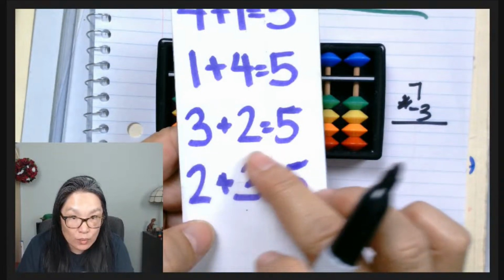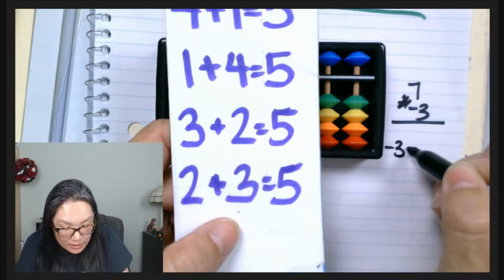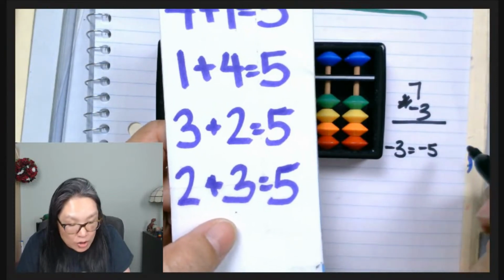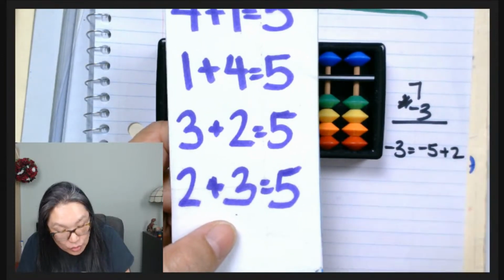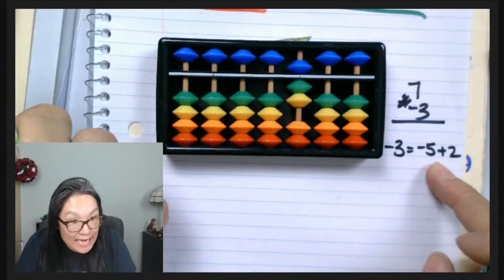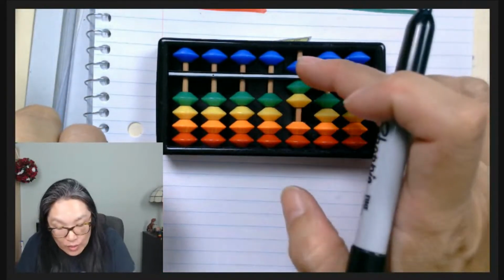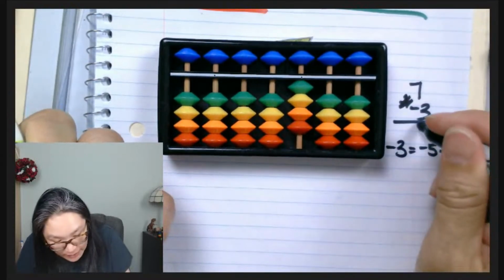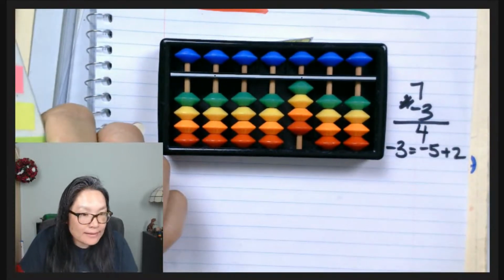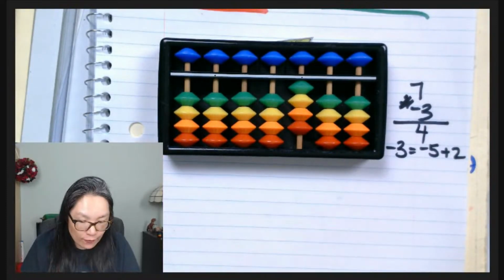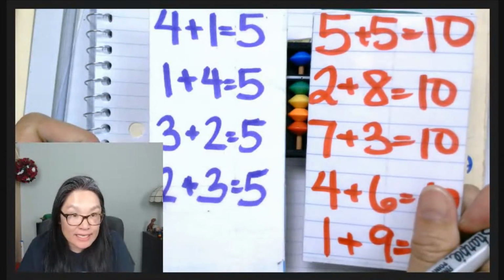When we utilize the 5, minus the 3 is equal to minus the 5. Notice this is not balanced, so we're going to have to add the 2. So we minus the 5, and we add the 2. My final answer is 4. Did that make sense? There are two sets of formulas we need to understand: making of the 5 and making of the 10.